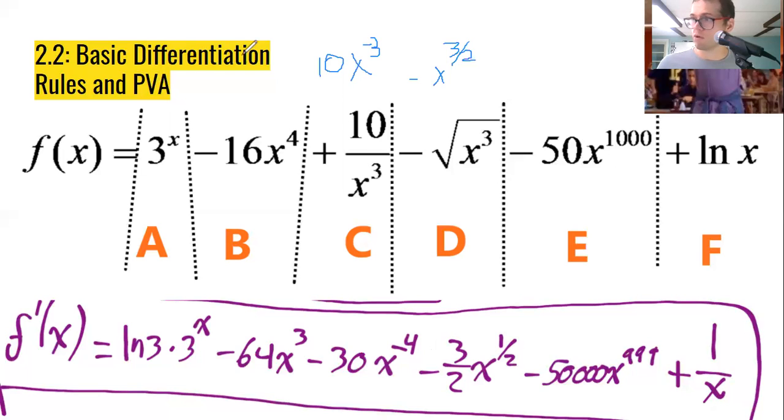E is a more straightforward application. There it is. A more straightforward application of that rule again. The derivative of x to the 1,000 is 1,000 x to the 999. But then negative 50 times that gives me negative 50,000 x to the 999 power. And then f is the natural log rule. And the derivative of natural log is 1 over x.